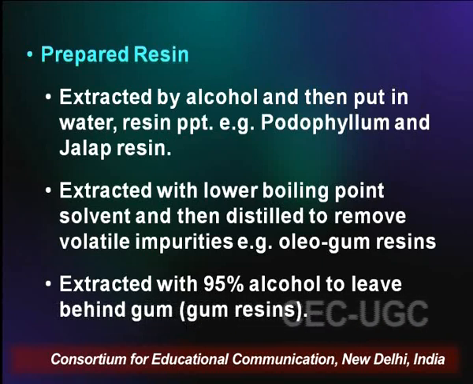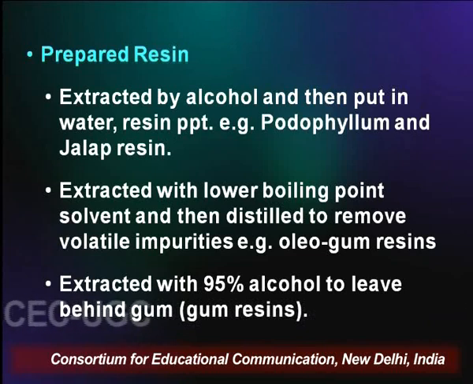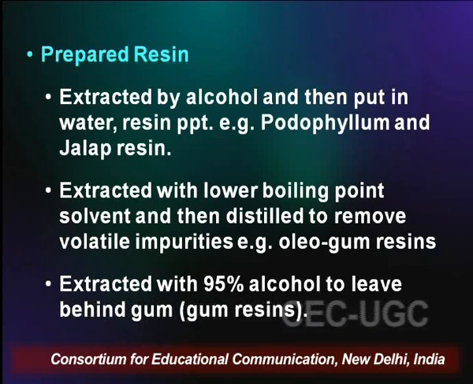Then you can also extract the plant material with 95% alcohol to remove the resin, and the gum, which is more or less water soluble, remains behind, giving you a purified form of the resin. So these are a few methods by which you can get an idea of the difference between a prepared resin and a natural resin, which can be physiological or pathological.